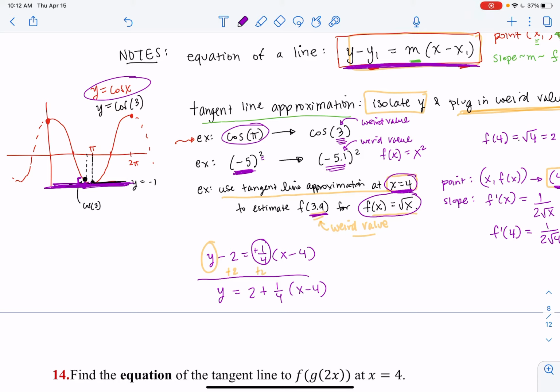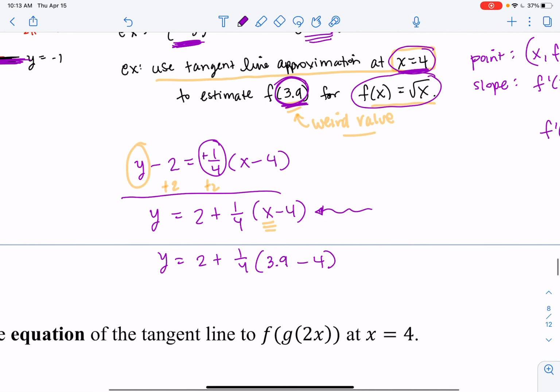So in this case, we have the tangent line now. Now let's just plug in our 3.9 in for that x, and it will spit out our approximate y value. So we have y equals everything the same, but now we're plugging in our weird value for x. And we'll simply solve. From here, it looks tricky because there's a decimal, but it's very, very simple. So 3.9 minus 4 is negative 0.1. I'm going to continue my work here.